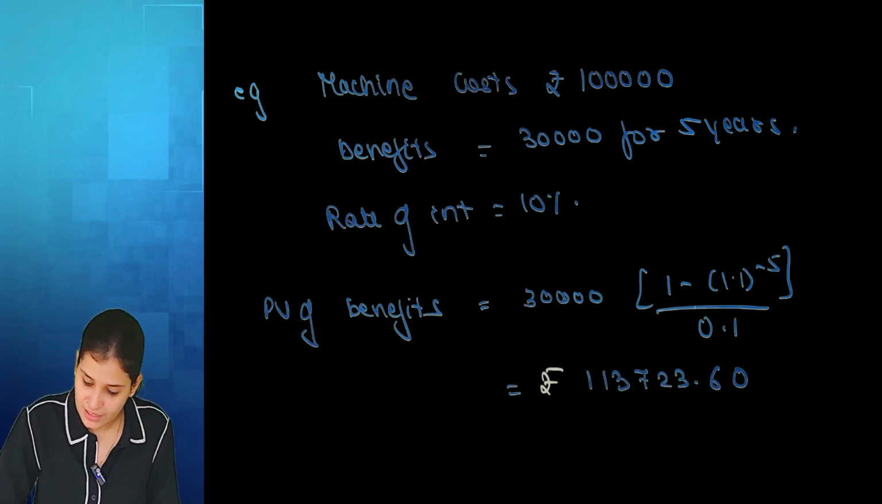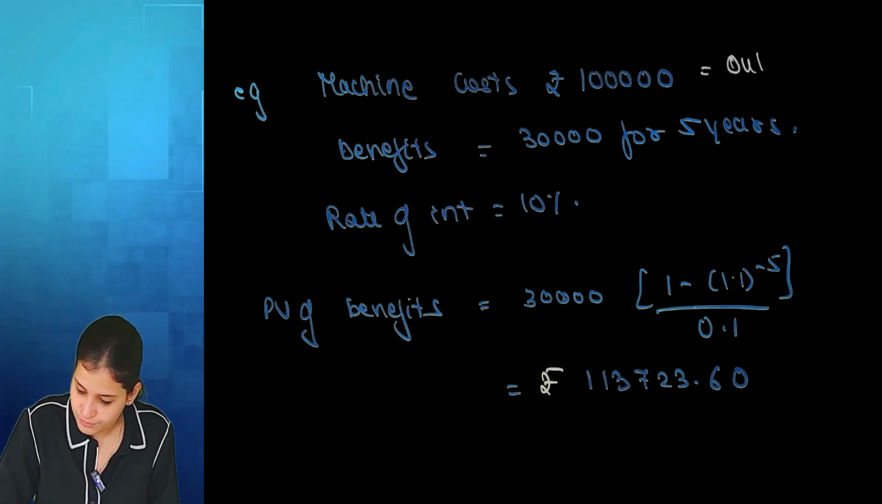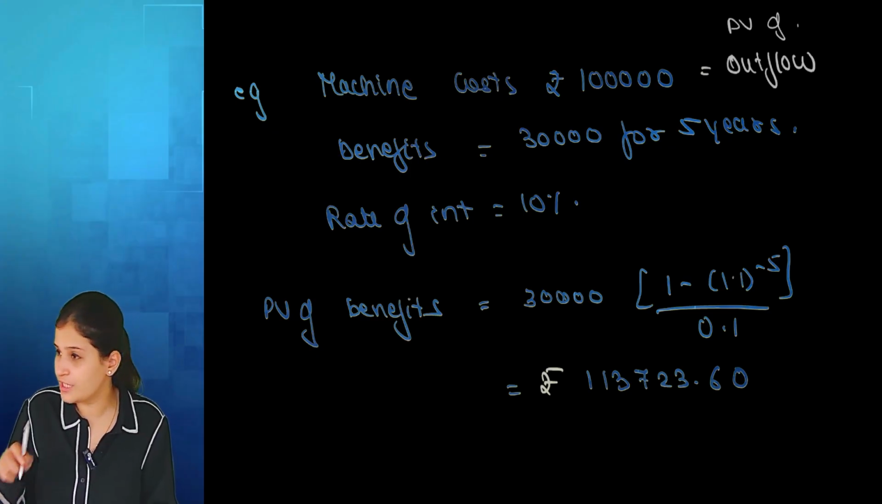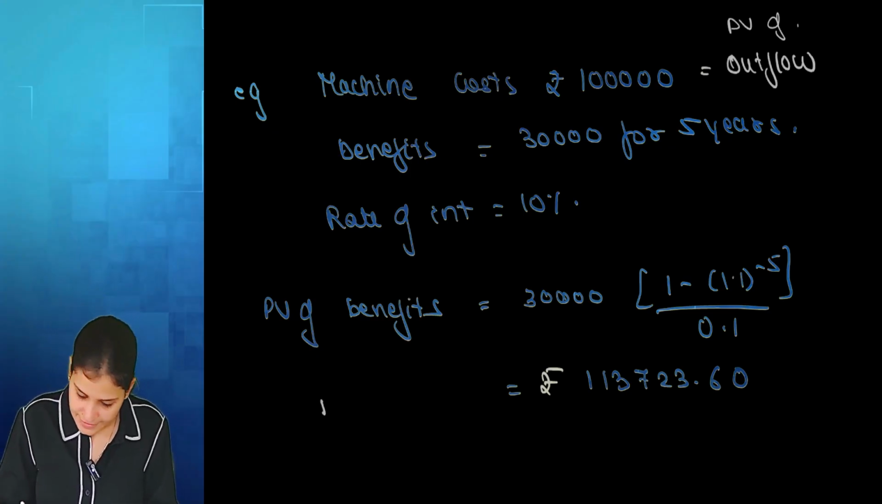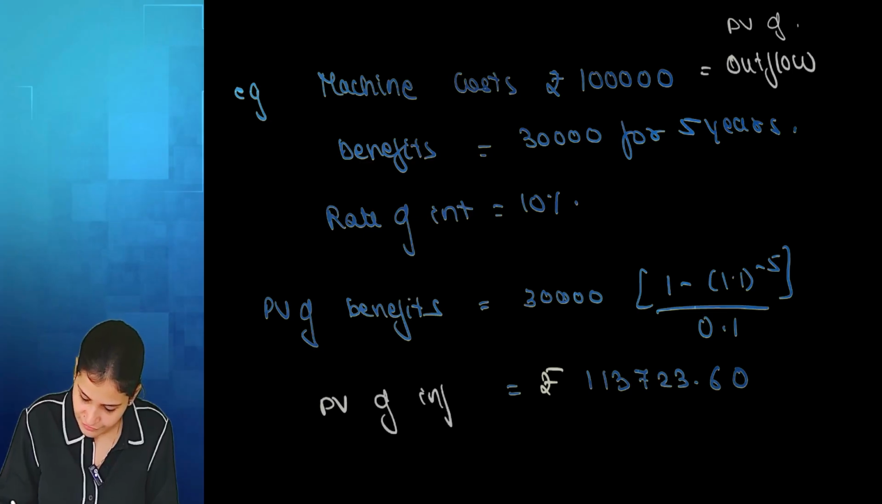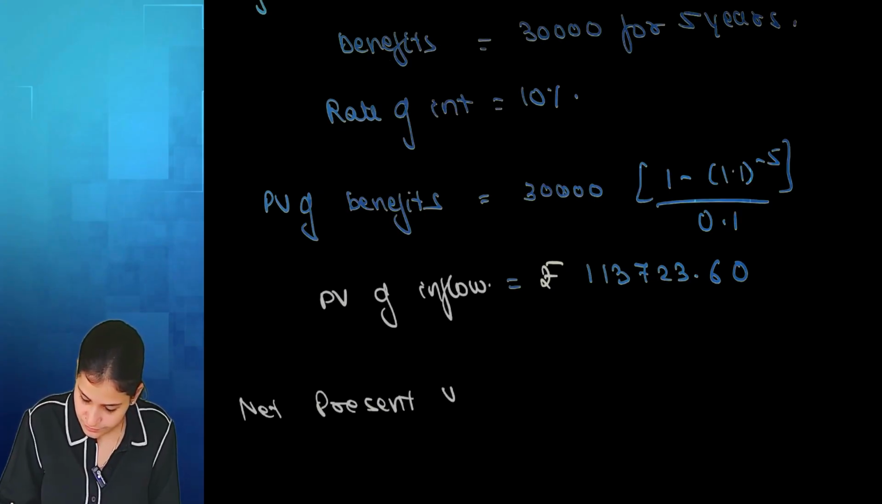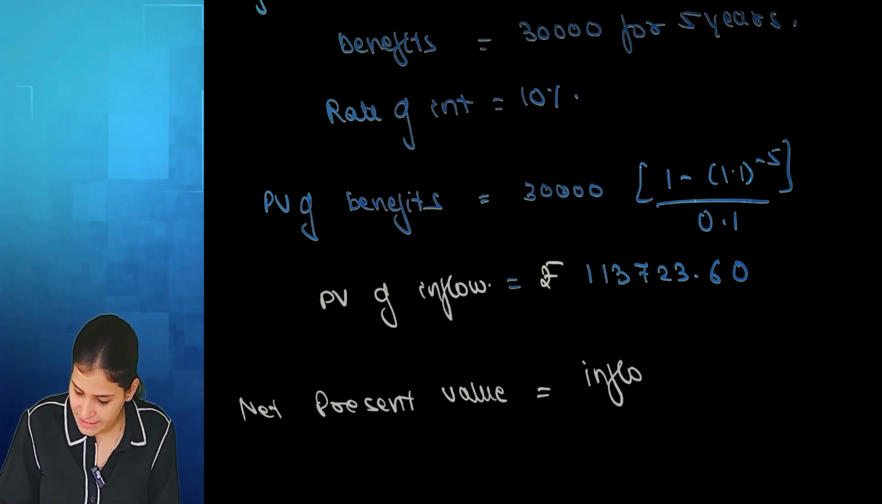So I did not use that term. This is the outflow, the present value of outflow, the cost of machinery in today's time. This is the present value of inflow. So if I have to find the net present value, then it is inflow minus outflow.